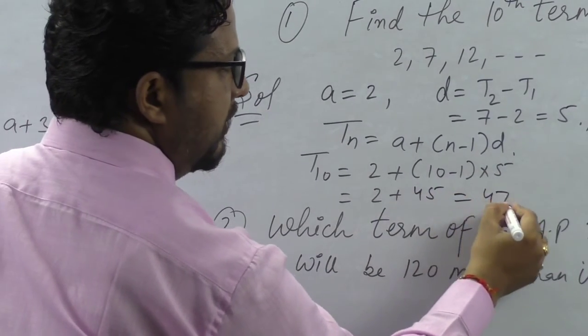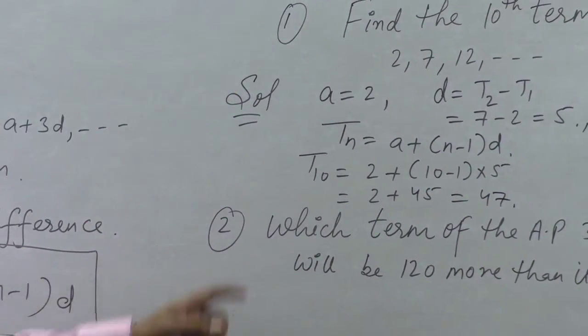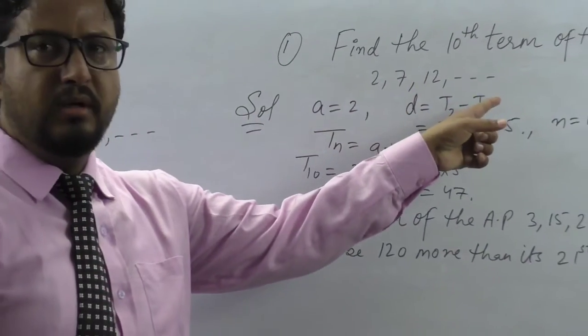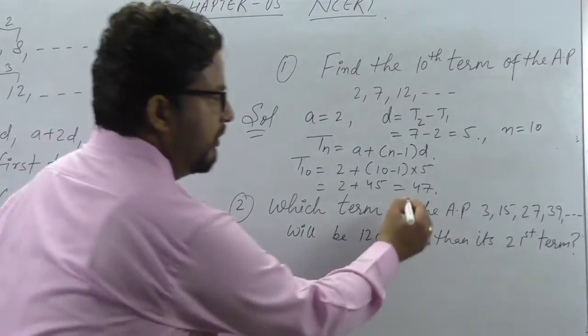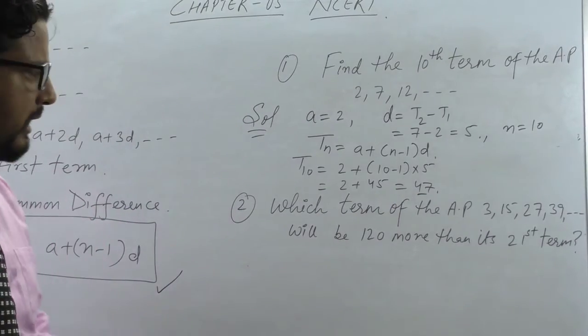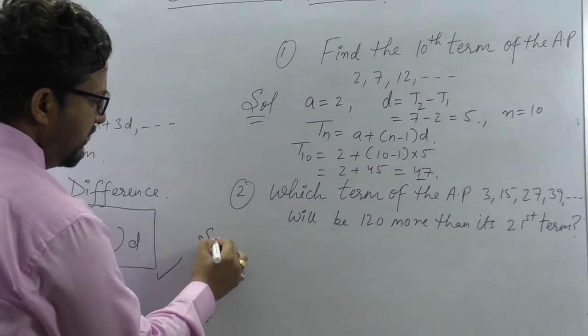So your right answer is 47. So we understand that if we go continuously in this series, the 10th term will be 47. I hope you understand this question. In the same way, there is the next question.